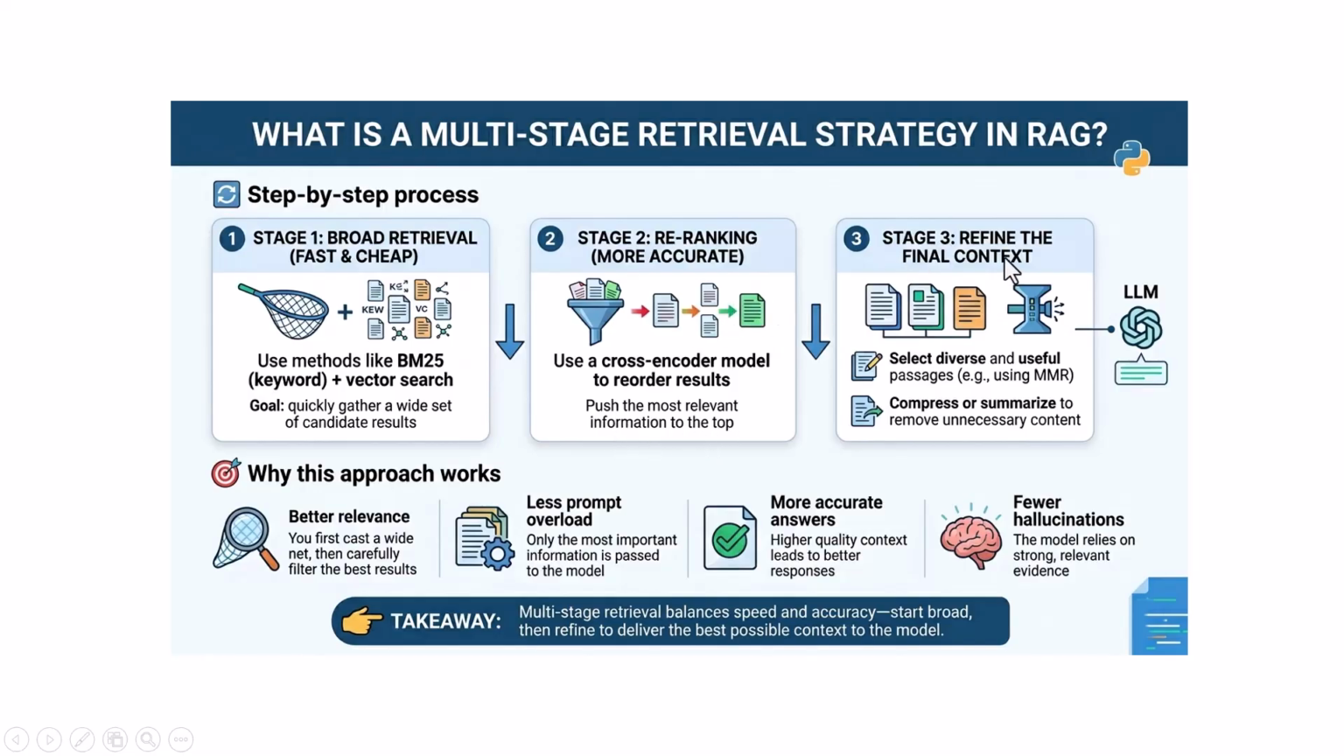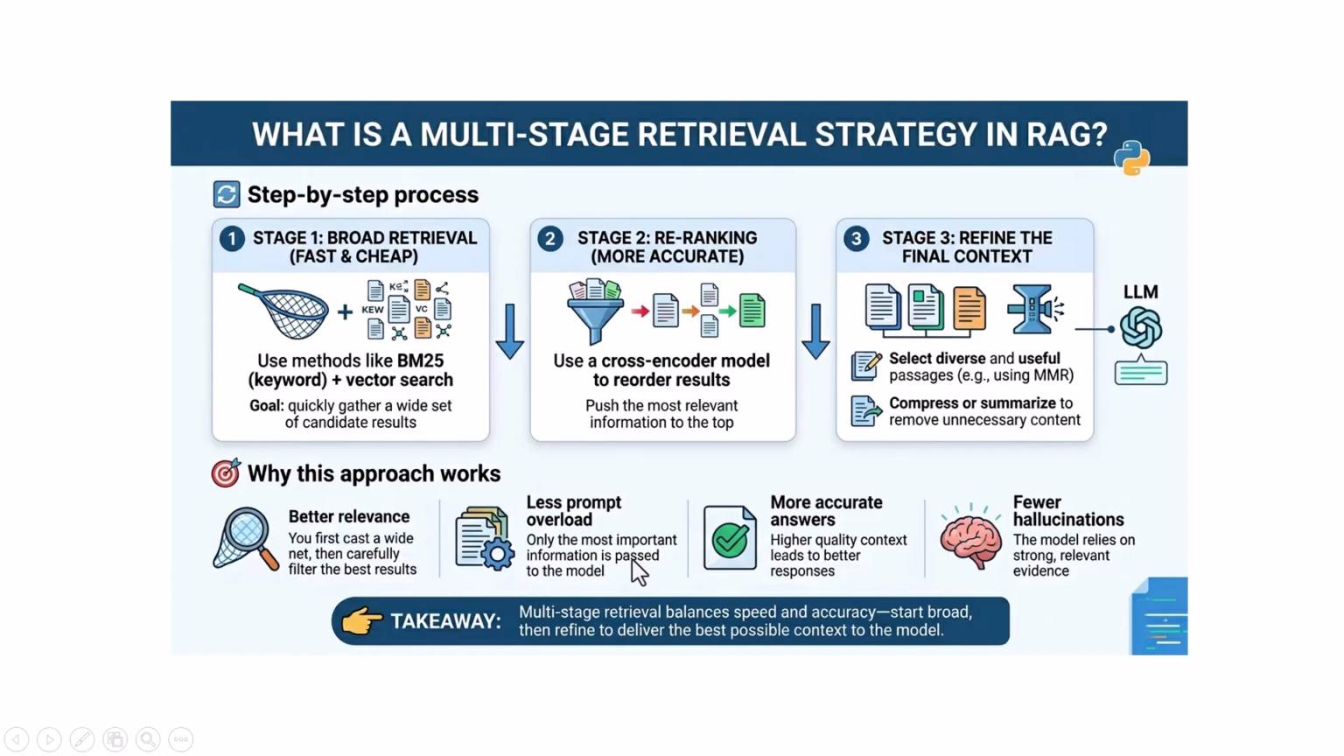And in stage 3, refine the final context. So select diverse and useful passages, for example using MMR, and compress or summarize to remove unnecessary content. Okay, now let's understand why this approach works. First one is better relevance. That is, you are first casting a wide net and then carefully filtering the best results.